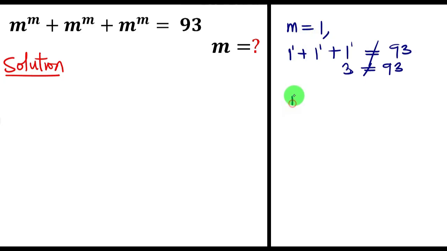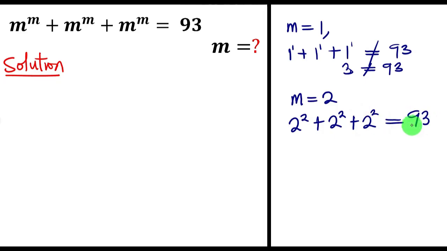What if we say m is equal to 2? Let's replace m with 2 wherever we find m. So we have 2 raised to the power of 2 plus 2 raised to the power of 2 plus 2 raised to the power of 2. Can this equal 93? No, because this is 4, this is another 4, this is another 4. So 4 plus 4 plus 4 gives 12, which is not equal to 93.